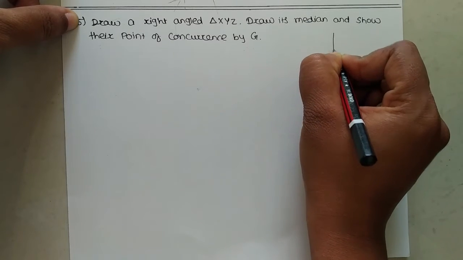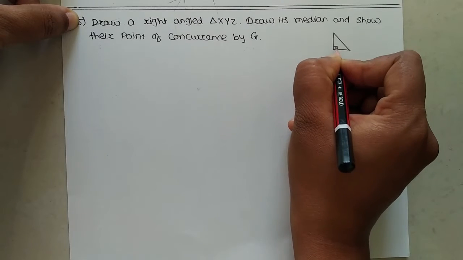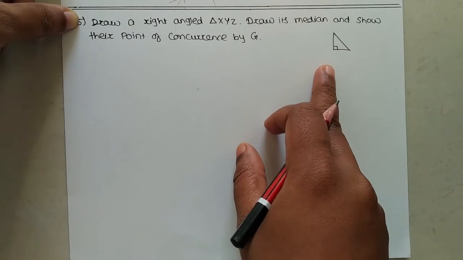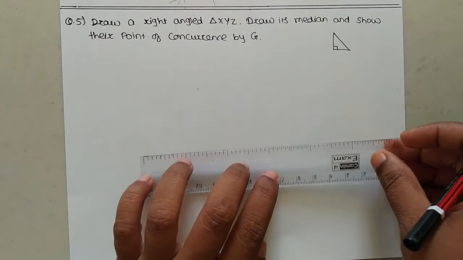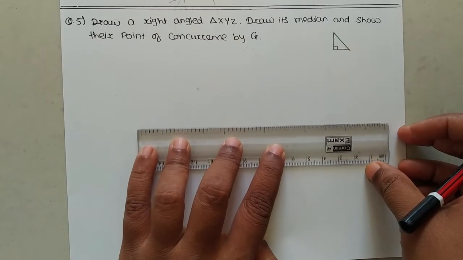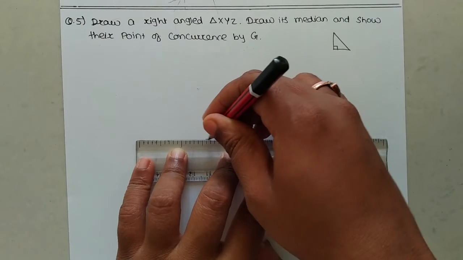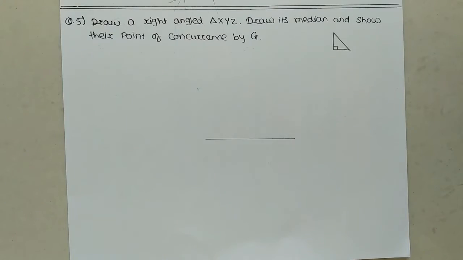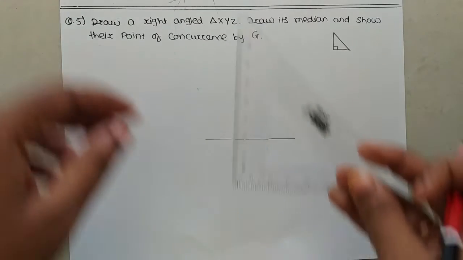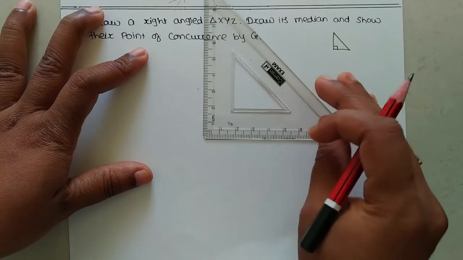That means this type of triangle is there. This is the 90 degree. That means this type of triangle we have to draw here, and with this triangle we have to draw the medians of it. Okay, so first of all, draw one line here. For drawing the right angle triangle, we have to use the set square or compass. I want to use the compass here. Why do we have to use this? Because we have to get 90 degrees here.